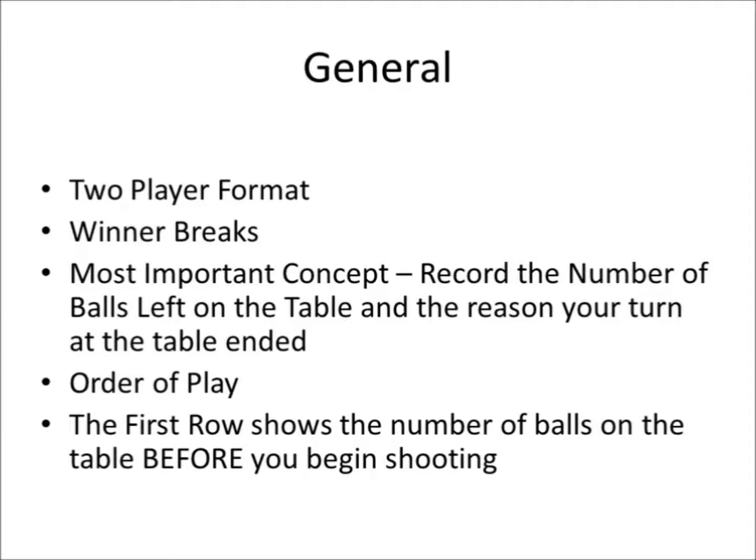So just remember that. The first row is also an important number to remember. This shows the number of balls on the table before you begin shooting. This is a real time saver. During the match, if you go to the table and you play a safety and you know you didn't make any balls, you don't have to count the balls all over again. It will remind you how many balls were on the table when you started shooting that inning.